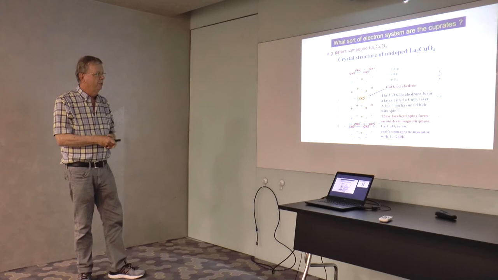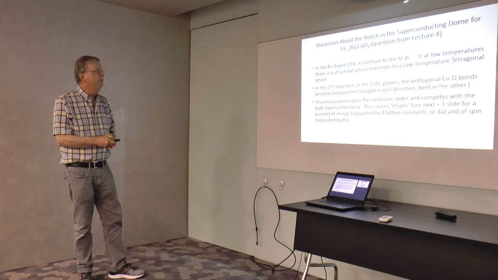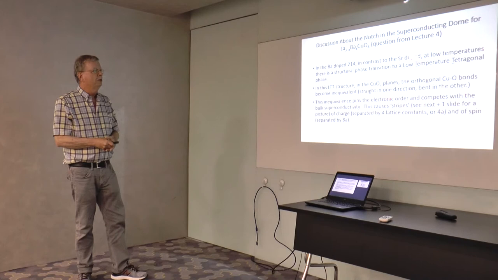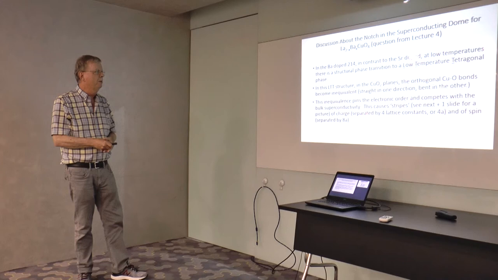And similarly down here in this copper oxygen plane, you'd have stripes where in one direction they'd be straight, in the other direction they'd be bent. So this inequivalence pins the electronic order and competes with the bulk superconductivity. This causes stripes, and the stripes are 4A apart.